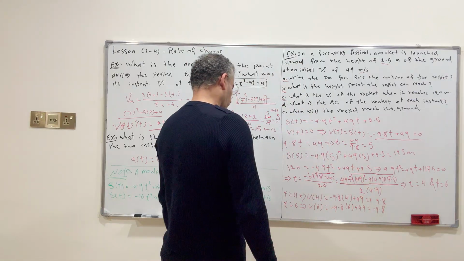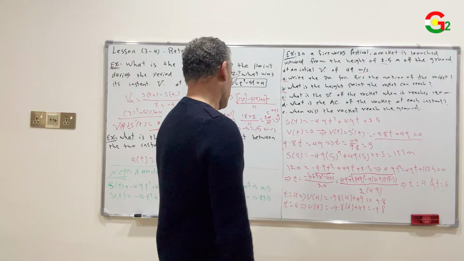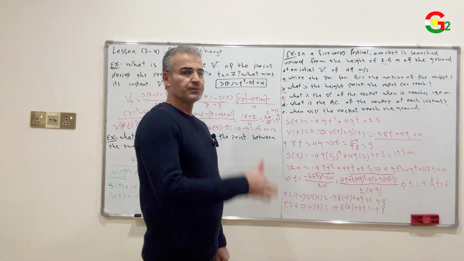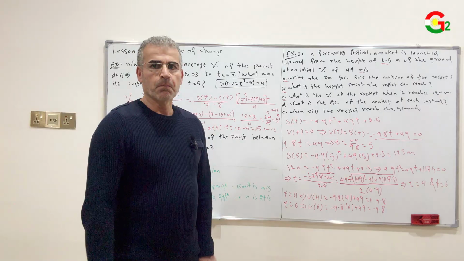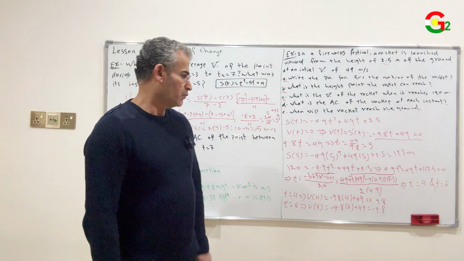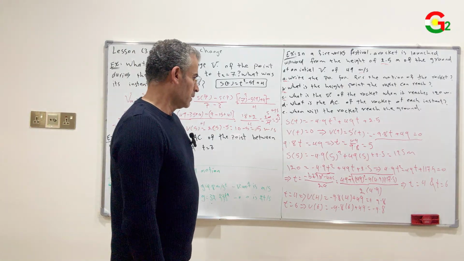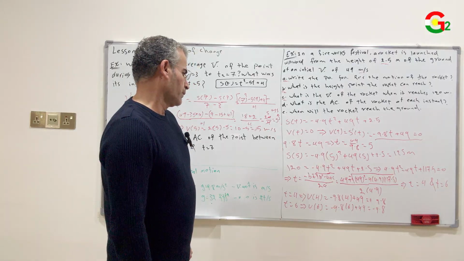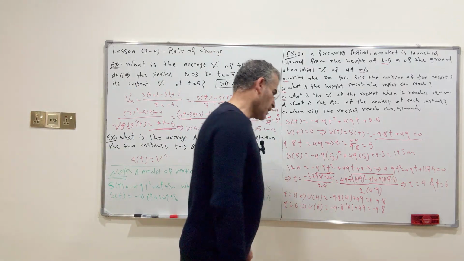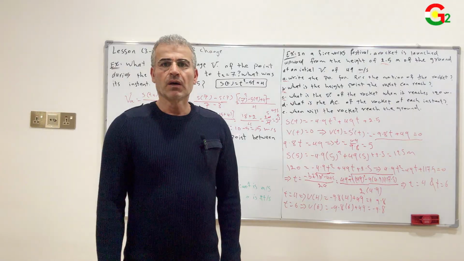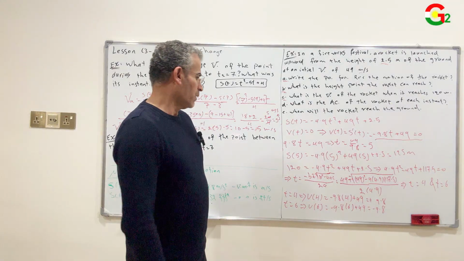Then the velocity is 9.8 when the rocket moves upward, and minus 9.8 when the rocket moves downward.